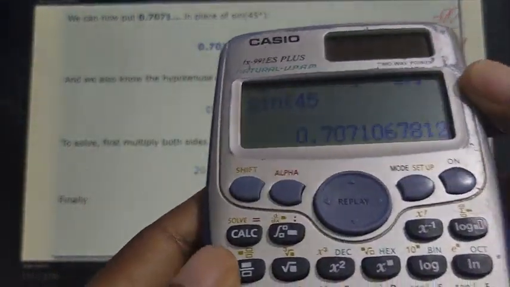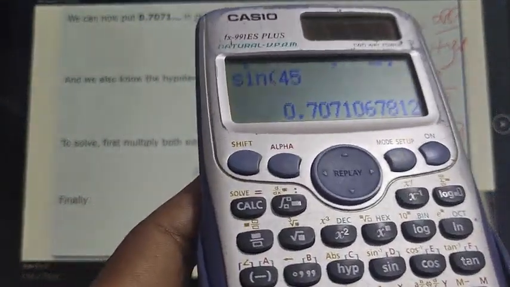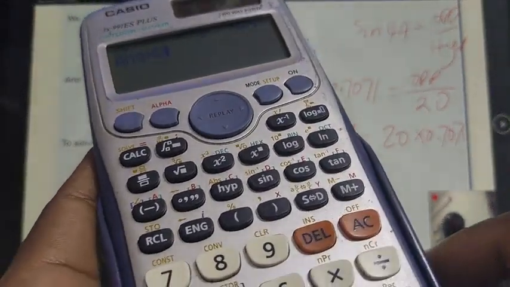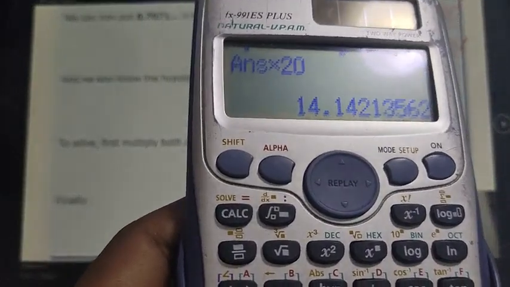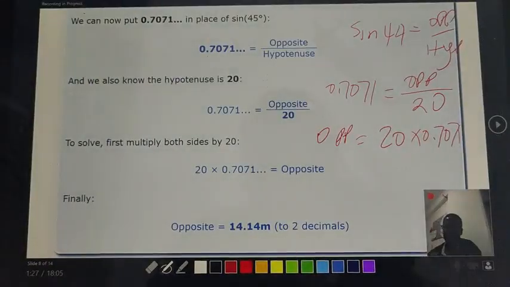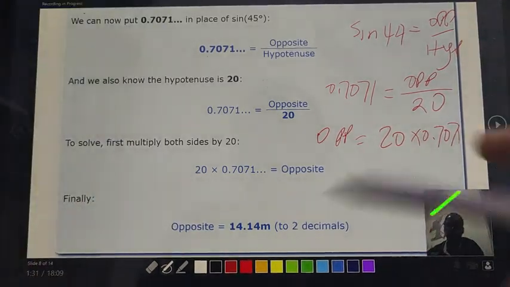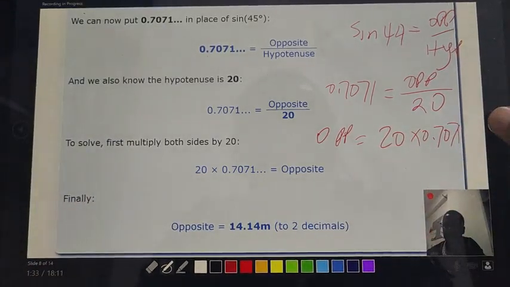So that is, if we multiply that times 20, that's 14.14 meters. In other words, the height of that tree is 14.14 meters.